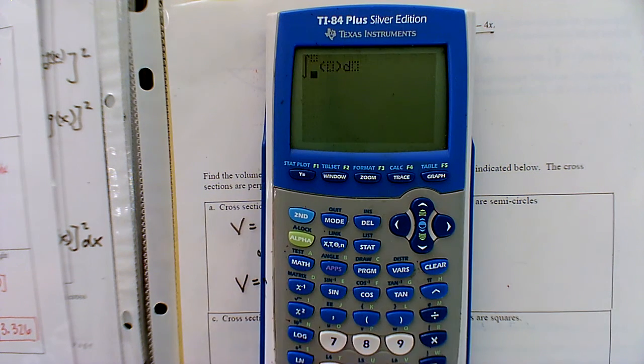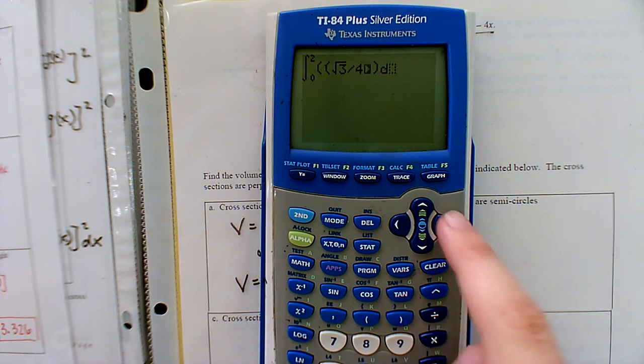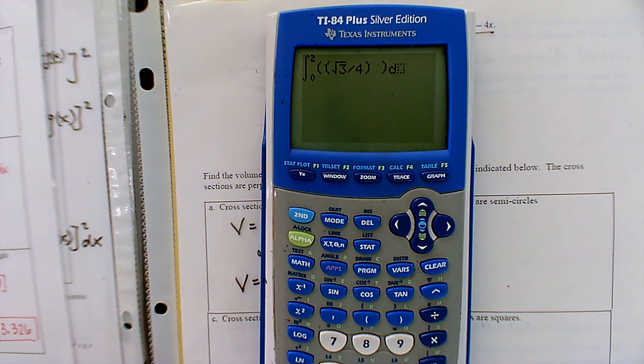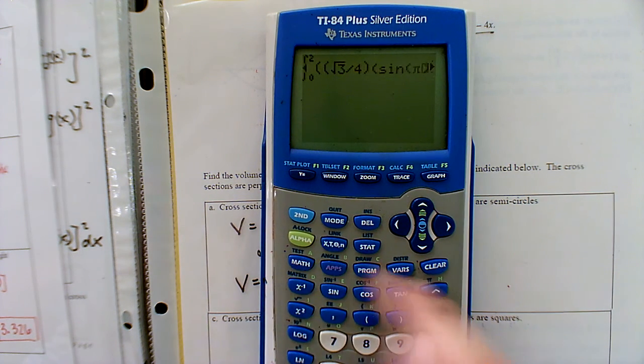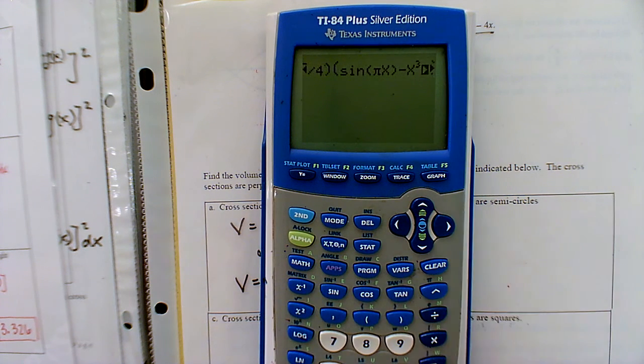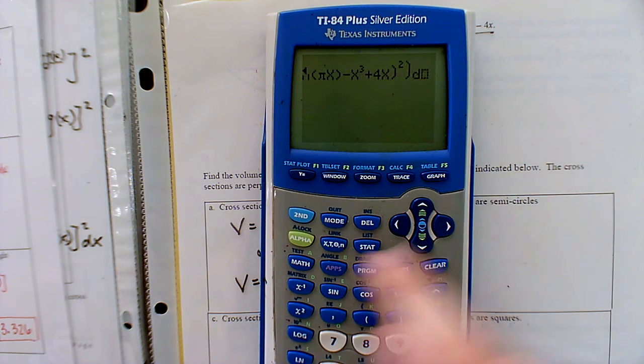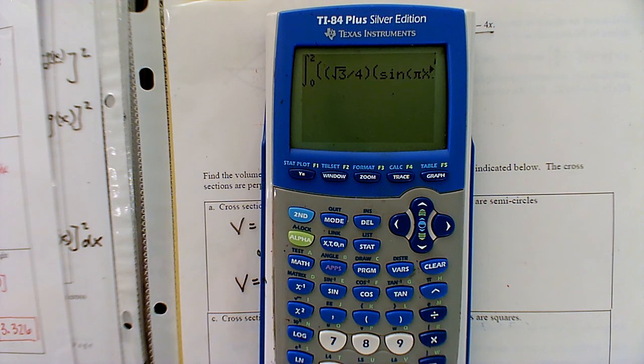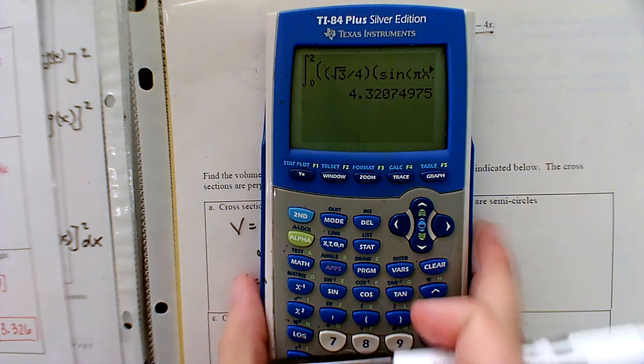So we have Math 9, integral from 0 to 2. Let's see, we have the square root of 3 divided by 4, and then sine pi x minus x cubed plus 4x, and we got to square that, dx. 4.321? Okay.